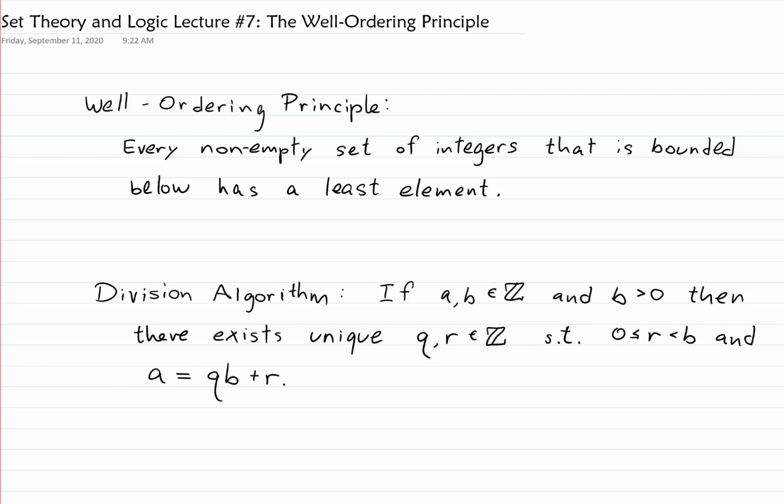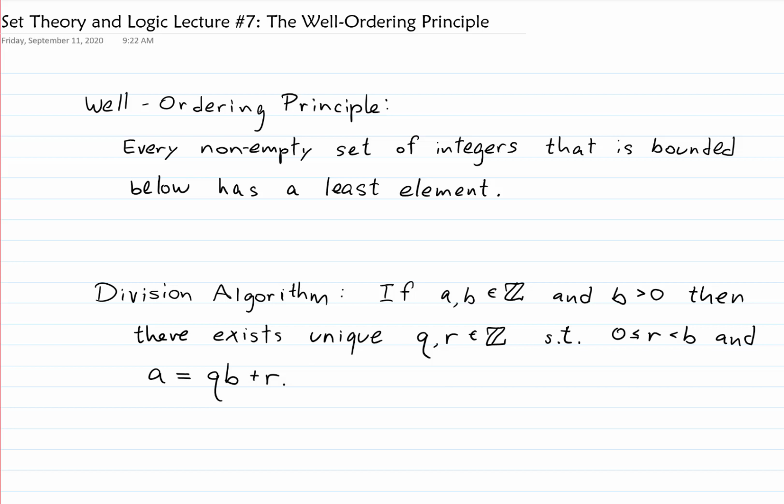You look at that and you don't see division in there anywhere at all, do you? Well, here's why it's called the division algorithm. Because q is called the quotient when you divide a by b, and r is called the remainder.